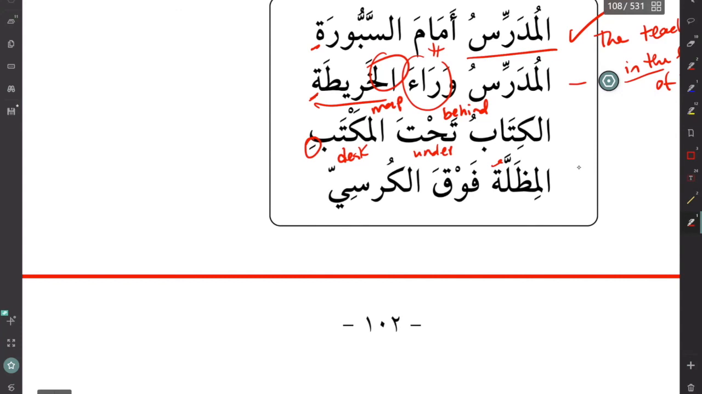Al-midallatu. Midalla is what? Umbrella. And the umbrella fawqa is over, okay, or on. Al-kursi. Okay, al-kursi, which is the chair. The chair. Okay, so it would translate as the umbrella is over or on. You can say over or you can say on the chair.